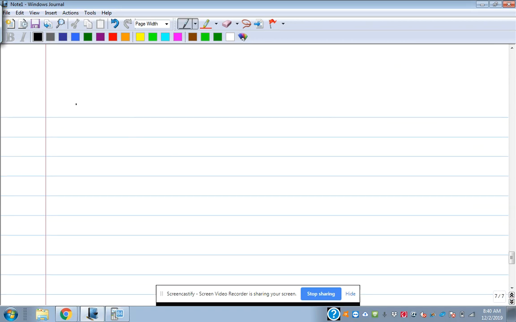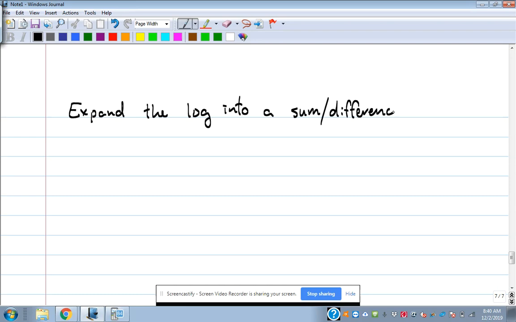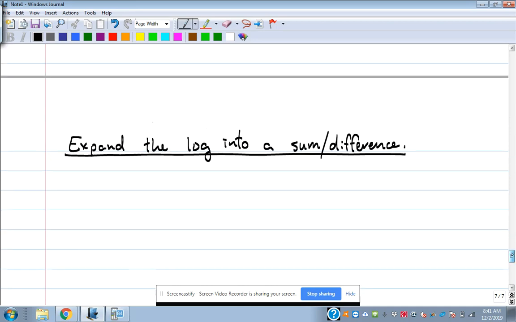Okay. So expand the log into a sum or difference. All right, so we'll start with an easy one. What letter are we on here? Okay. R. Good. I'm gonna use log base 3. It does not matter what base the log is to do these properties. They work for every base.